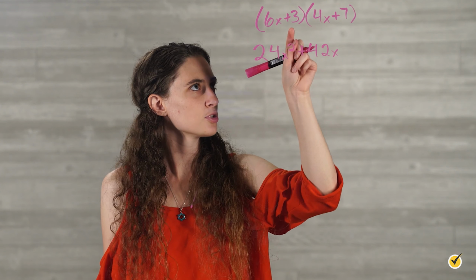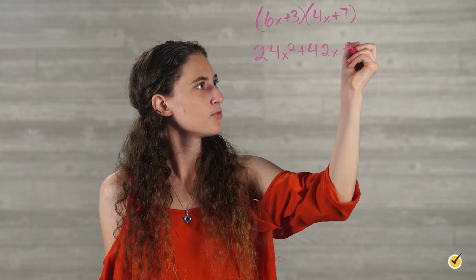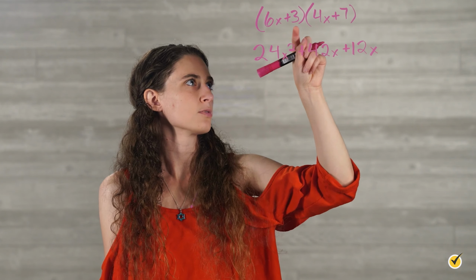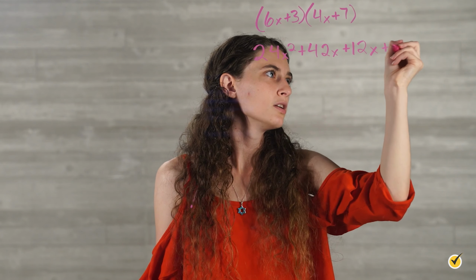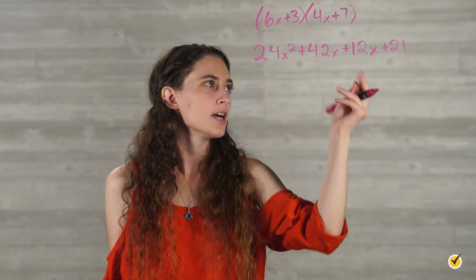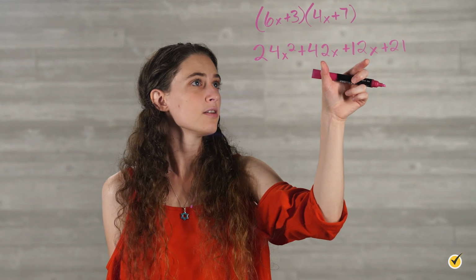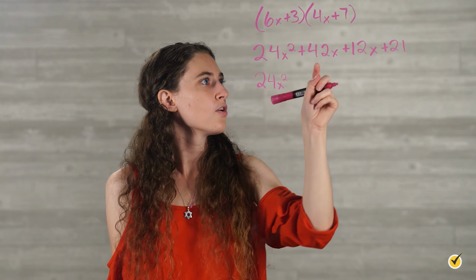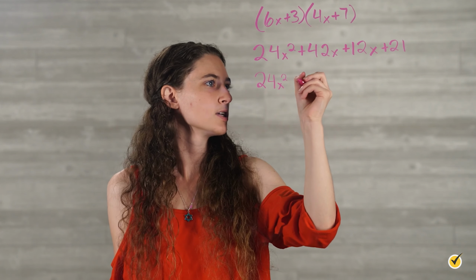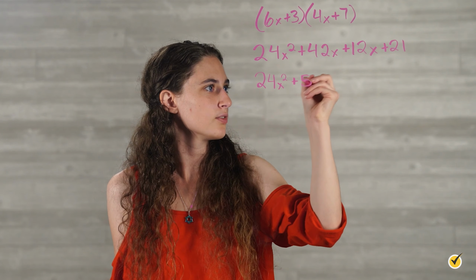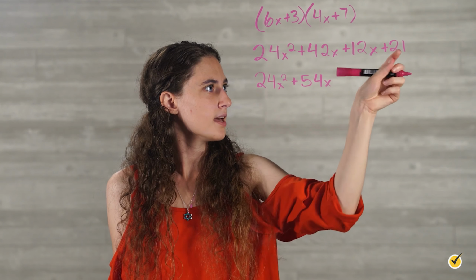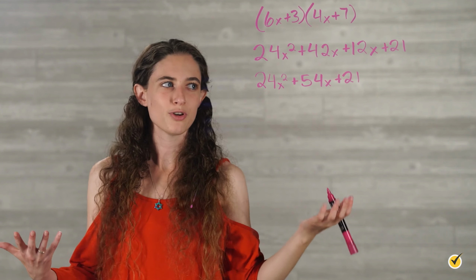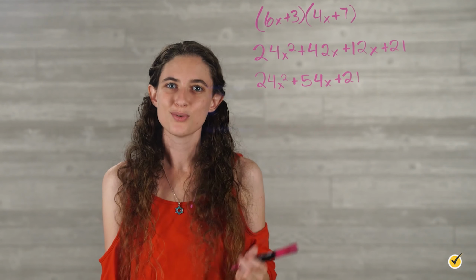Next, we'll do our inner terms, which is 3 and 4x. 3 times 4x is 12x, so we'll add 12x. And finally, we'll do our last terms. 3 times 7 is 21. So we add 21. Now all we have to do is add our like terms right here. So we'll leave 24x squared the same. 42x plus 12x is equal to 54x, so we'll add 54x. And then the plus 21 stays the same. So that's our answer. 24x squared plus 54x plus 21.